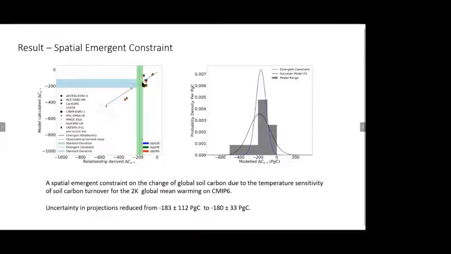And then following up to our emergent relationship and following across, we can end up with a constraint on the y-axis, which is a constraint on the change in soil carbon as a response of tau on the CMIP6 model ensemble. And this has successfully reduced the uncertainty quite significantly, from 112 petagrams of carbon to 33 petagrams of carbon, with a mean of 180 petagrams of carbon released from the soil at 2 degrees warming from this effect. So yeah, thank you, that's everything.